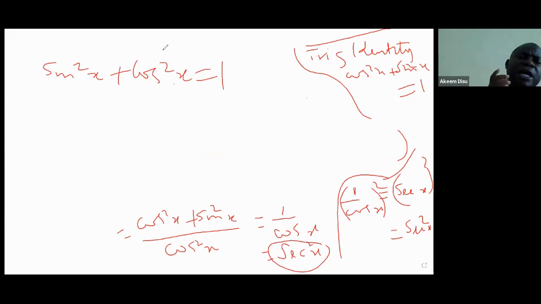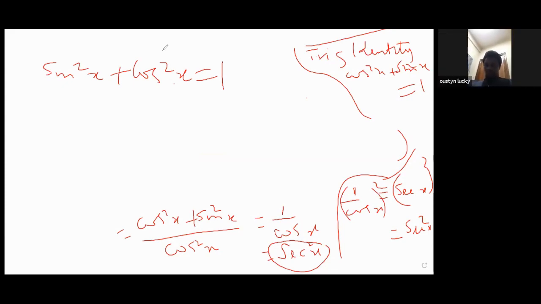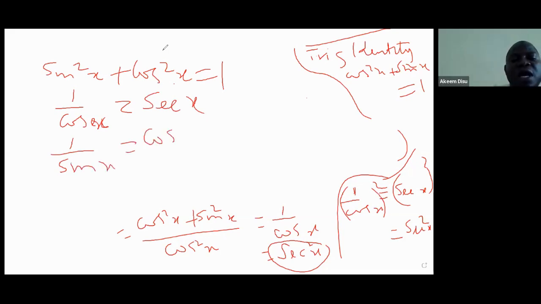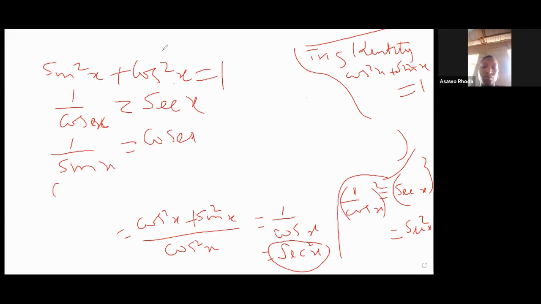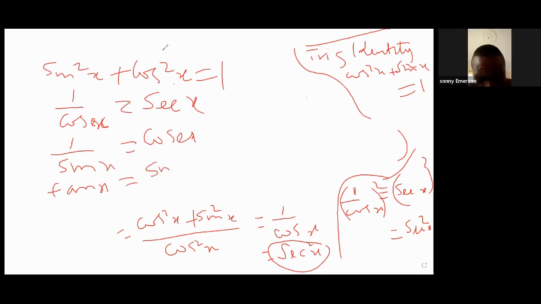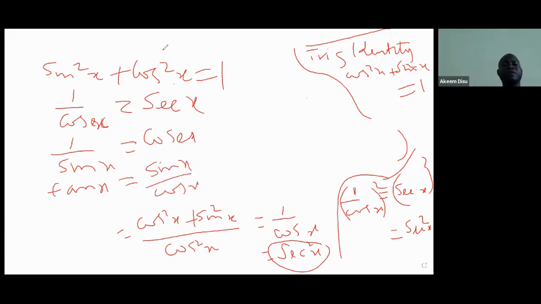Then we also have 1 all over cos x, which gives you sec x; 1 all over sine x, which gives you cosec x. And then tan x is given as sine x all over cos x. We have so many, but these few can help us.